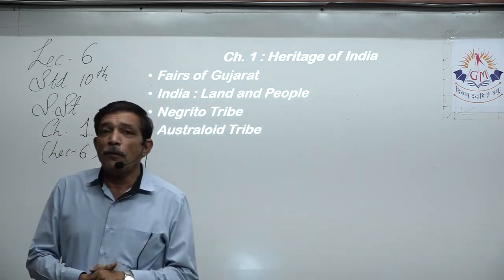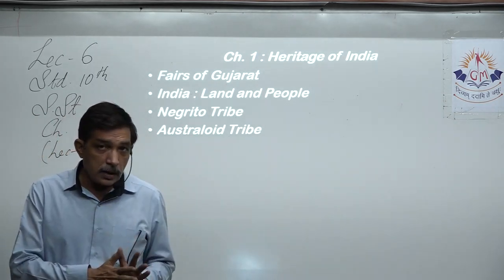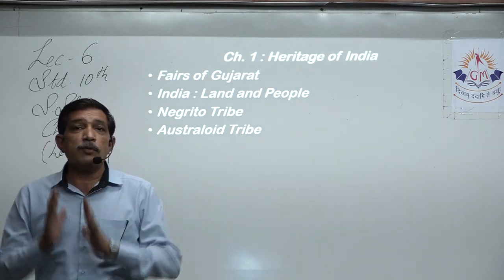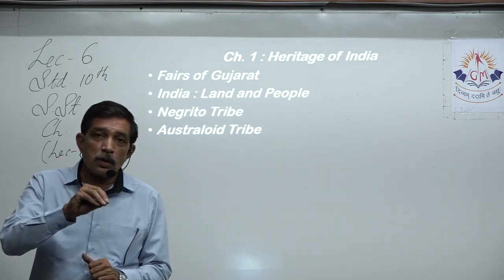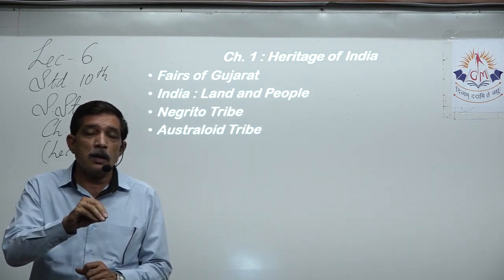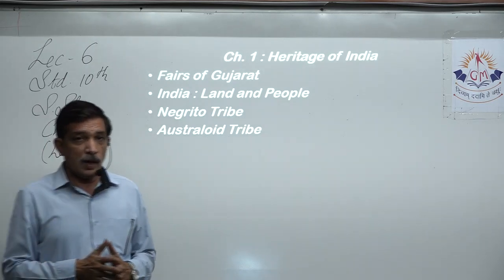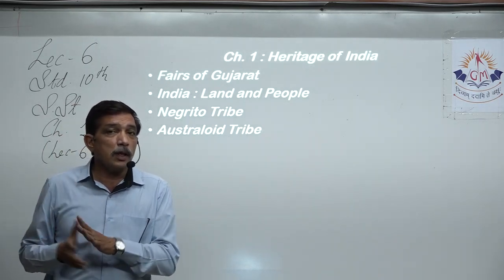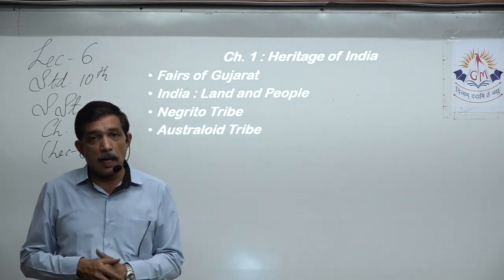Then we learned the main important point, that is fairs of Gujarat. Now students, fairs of Gujarat, at least 15 fairs are mentioned, name of the fairs are mentioned, name of the place, it will be divided into two, the town or the city or the place where it is held, and the district in which it is falling.